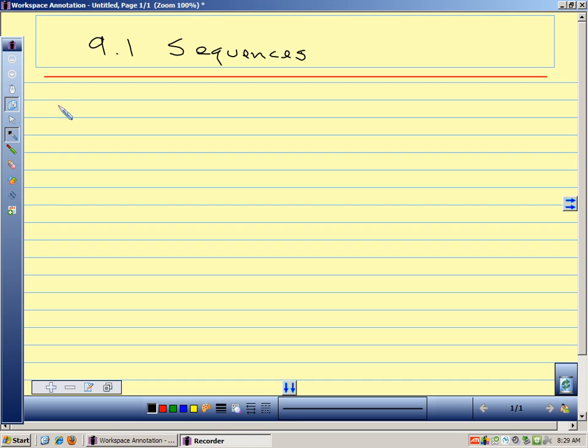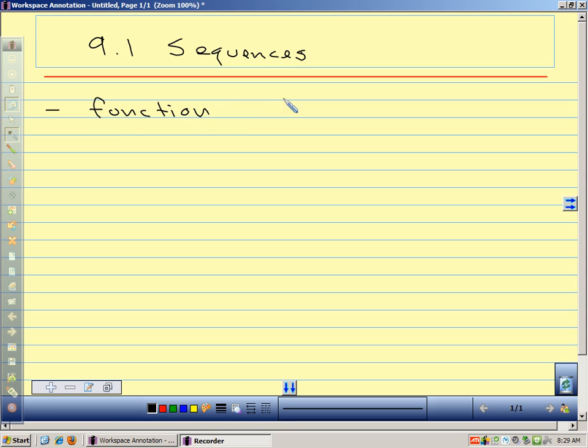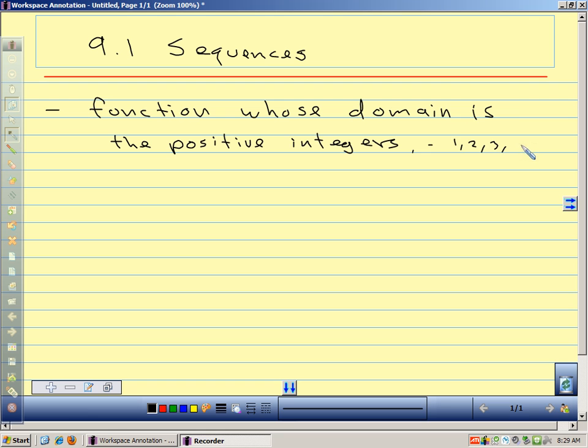So a sequence is what we're going to talk about today. A sequence is just a function. It's a special kind of function whose domain is the positive integers. And just as a reminder, by positive integers we mean 1, 2, 3, etc. So that makes our function a little easier in some ways than functions that we've worked with in the past.